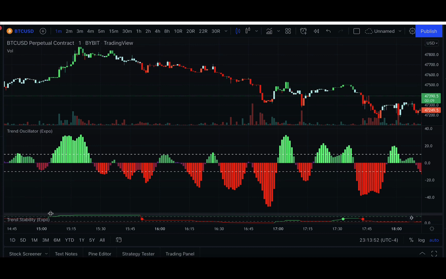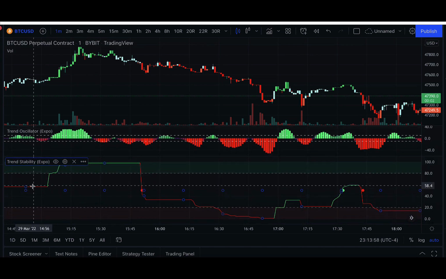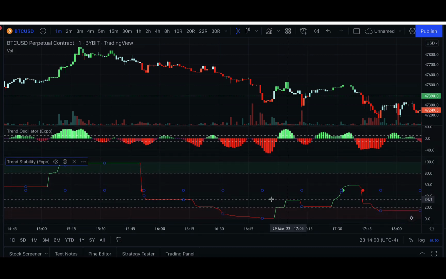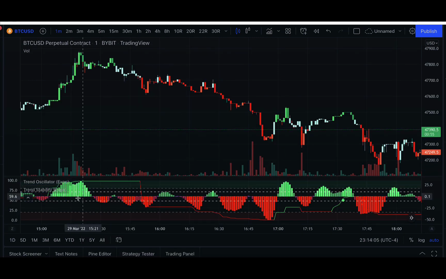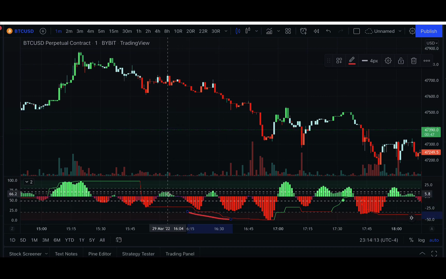I have this trend stability pulled down. But what you can do is take the middle bar off, and just move it to existing pane, and now you have the trend oscillator and trend stability together. Basically, when the line is red, you're looking to short when you see green. So you short on the greens. Whenever this line is red, you short the greens.